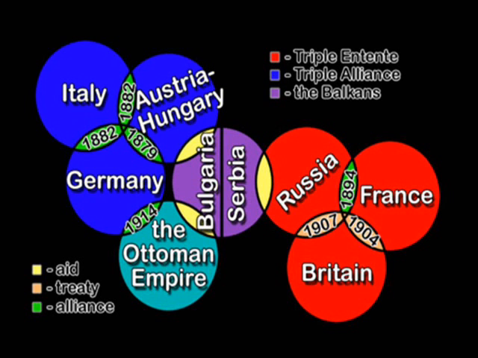Now let's look at the letter A. This stands for alliances. During this time in Europe, countries began to align themselves with one another. The first alliance was known as the Triple Alliance, and it was made up of Germany, Italy, and Austria-Hungary. The second was the Triple Entente, which was made up of Russia, France, and Britain.